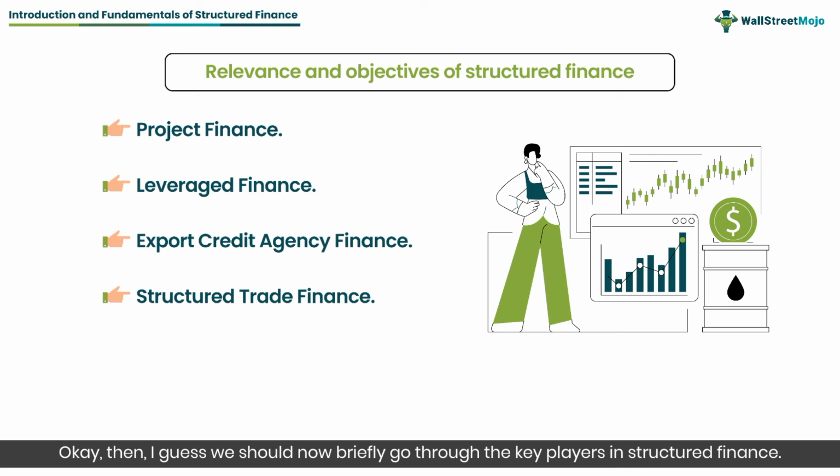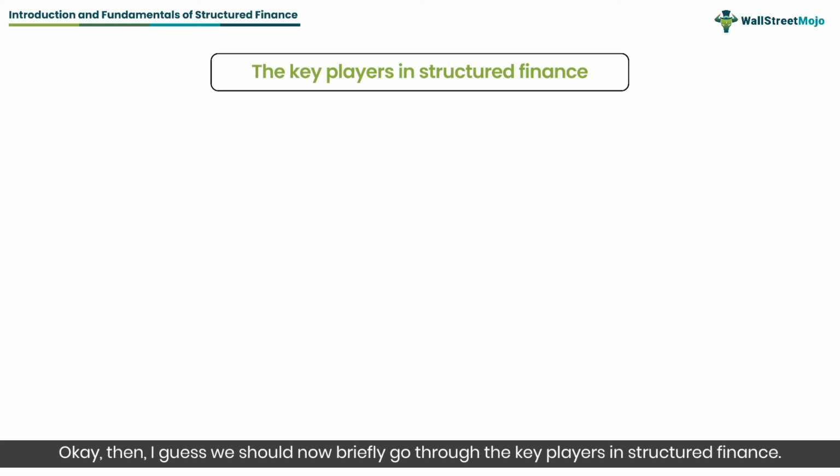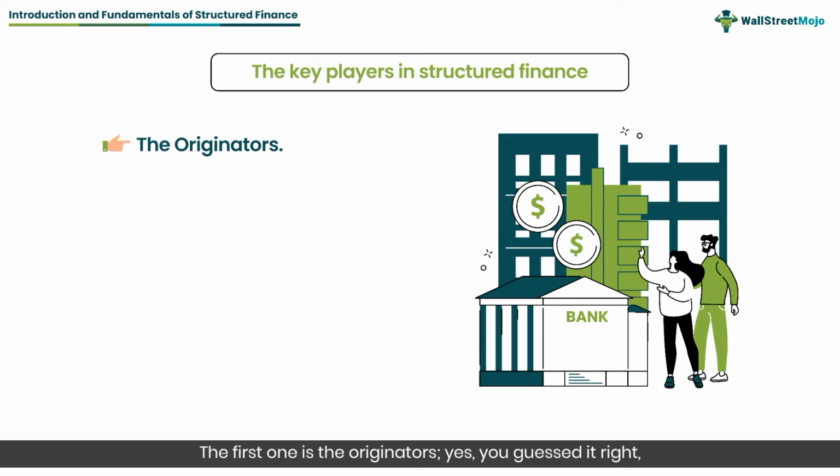Okay, then I guess we should now briefly go through the key players in structured finance. The first one is the originators. Yes, you guessed it right. These are the big banks that pool loans that are backed by assets and sell them in the capital markets. We will be discussing each type of structured finance product in our next module. For now, let's move on to the next key player in structured finance.